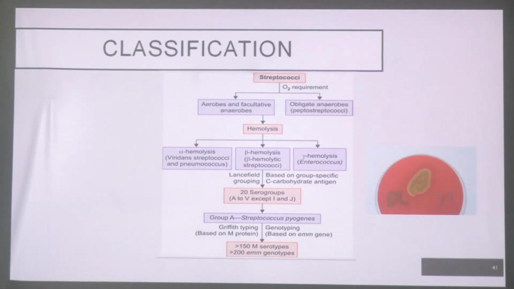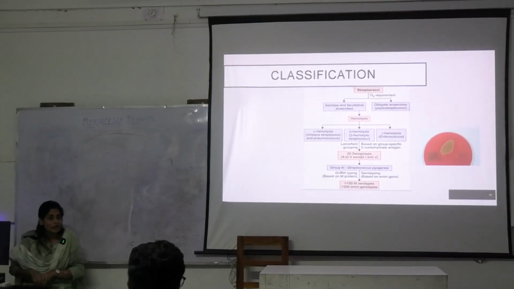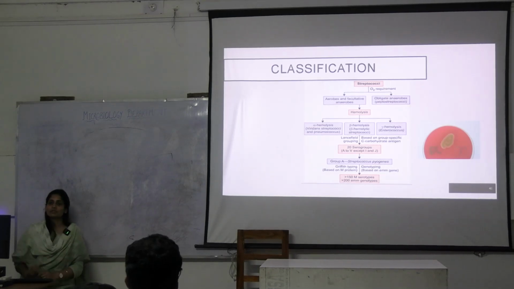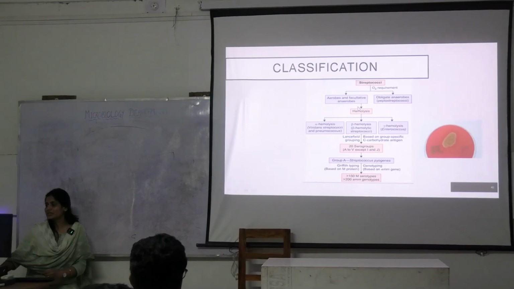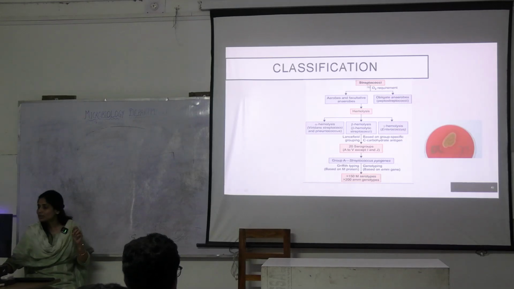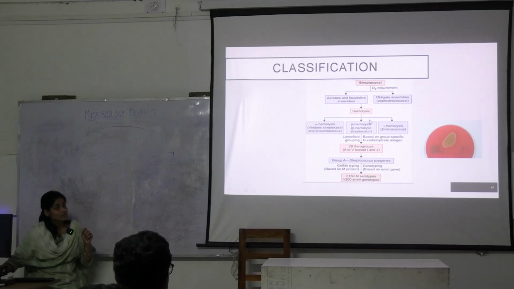What is the name of this Streptococcus? Streptococcus agalactiae. And what are we studying now? Streptococcus pyogenes. Any confusion about this classification? What did we study? Based on O2 requirement, we are describing them as obligate anaerobes, which is Peptostreptococci, found in the human body as commensal flora in the oral cavity, urogenital tract, etc. Then we describe aerobic and facultative anaerobes on the basis of hemolysis as alpha, beta and gamma.